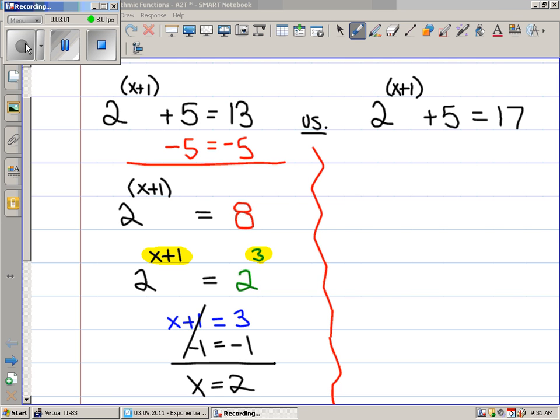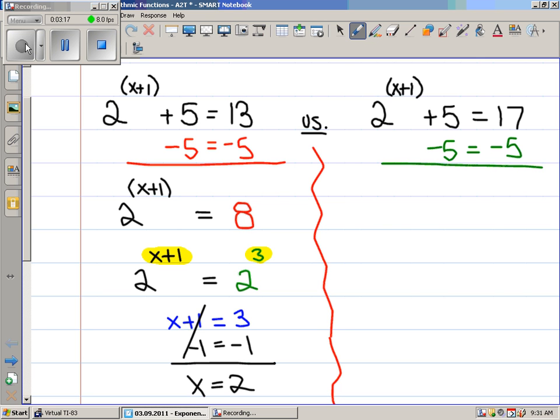Let's go again. Both problems look alike. Both problems start off the same way. Let's do it again. Brandy girl, tell me what I did. Yep. And in fact, I'm going to do it in a different color. So we're going to get 2 to the x plus 1 equals, Brandy girl, what's 17 minus 5? No calculator. Good.